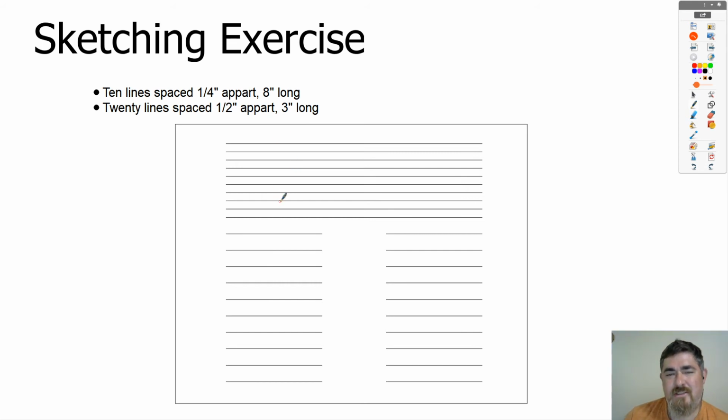It's good to start to estimate what's a 1/4, what's a 1/2, stuff like that. And then these lines down here, 20 lines. So 2 columns of 10, spaced 1/2 inch apart, about 3 inches long. Okay, so pause, do this little sketching exercise. After you finish the exercise, resume playing.